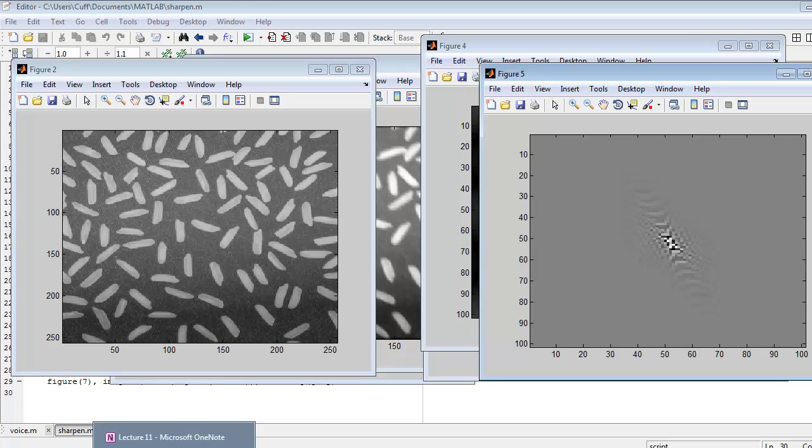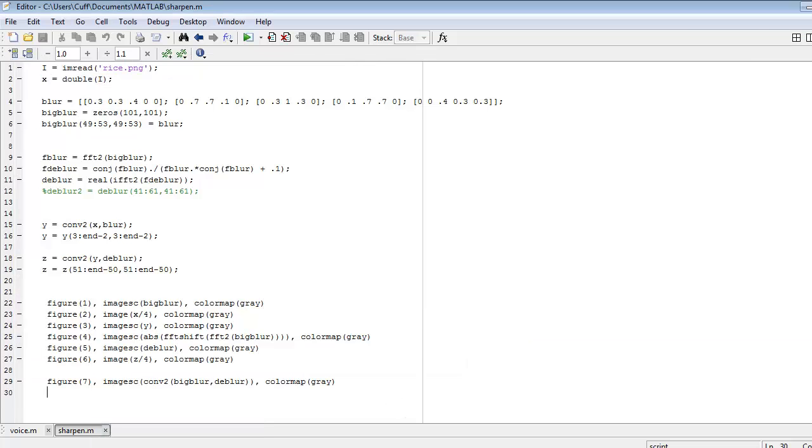Good. Let me show you in here, but since you can't read this, I'll post this online. But it's all this line right here. Yeah, it's all this line.